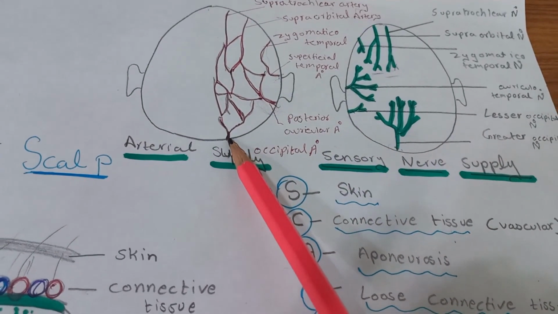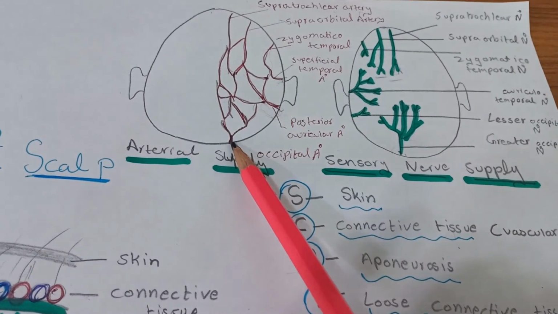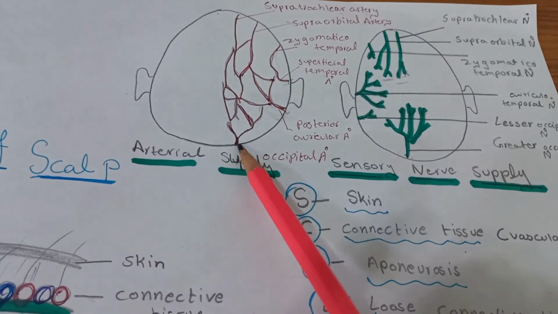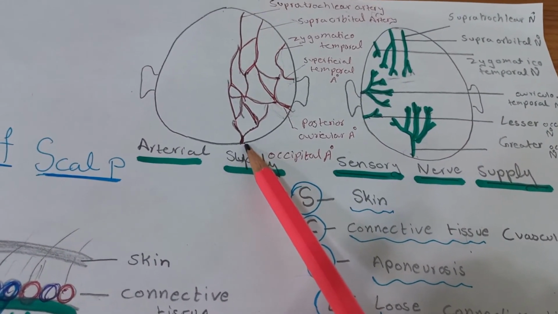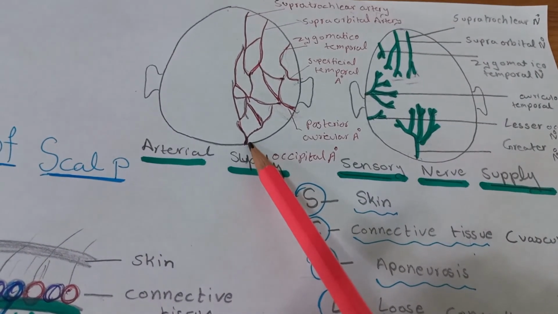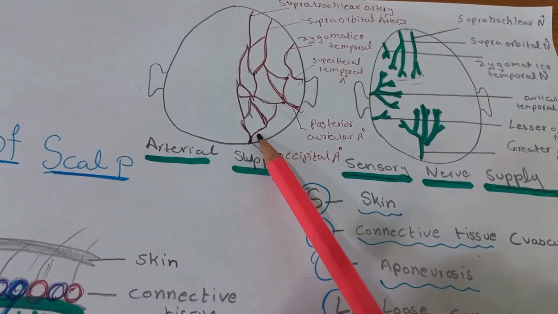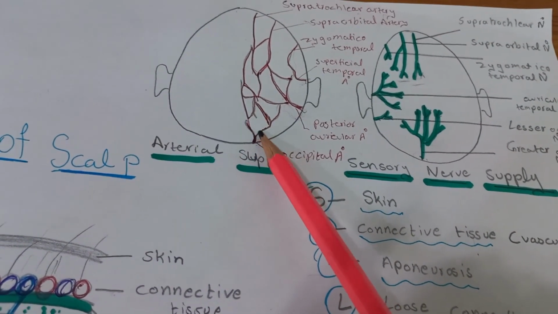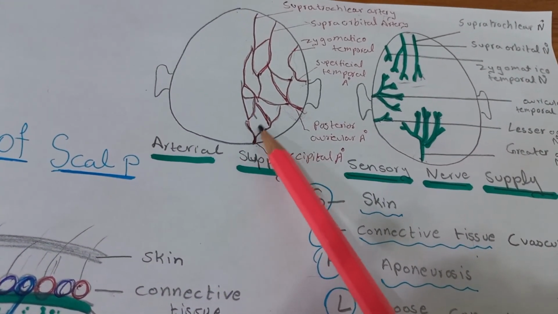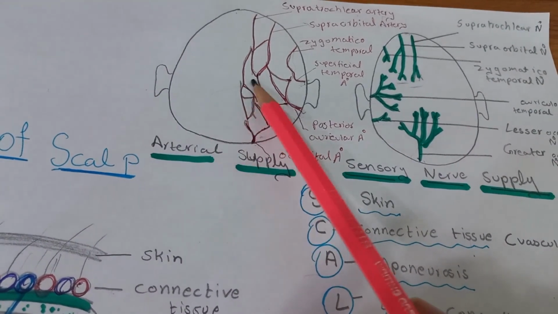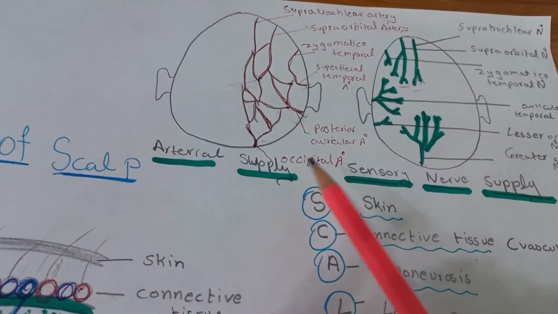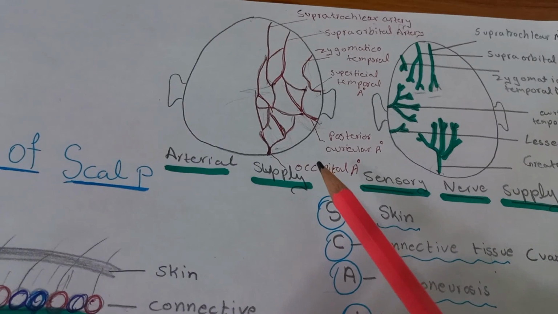Then comes occipital artery. Occipital artery is a branch of external carotid artery and it ascends from the apex of the posterior triangle and accompanies the greater occipital nerve. Then it supplies the skin over the back of the scalp and reaches as far as the vertex. So occipital artery is also a branch of external carotid artery.